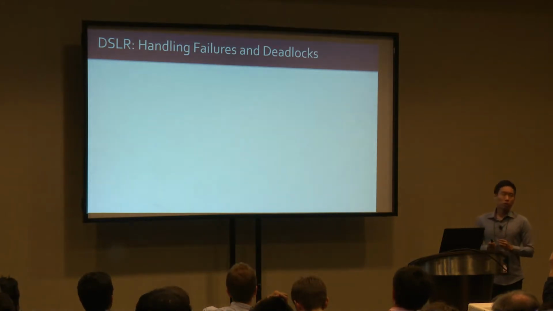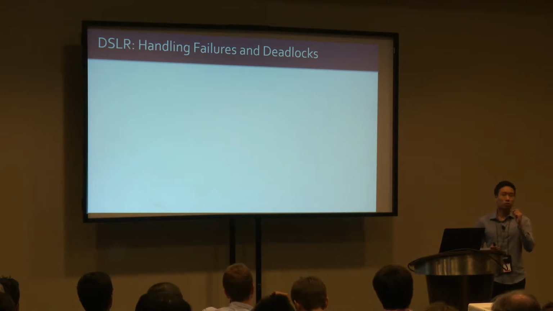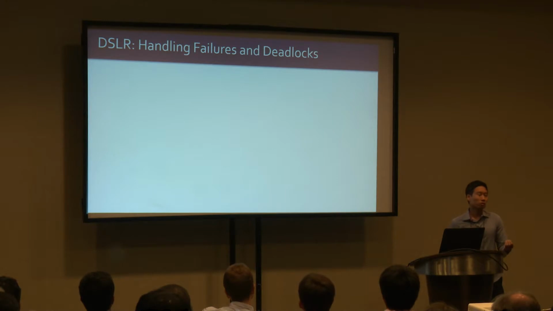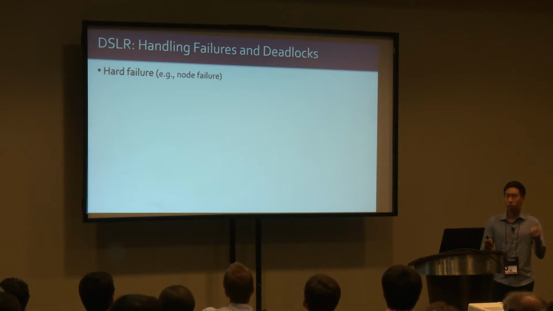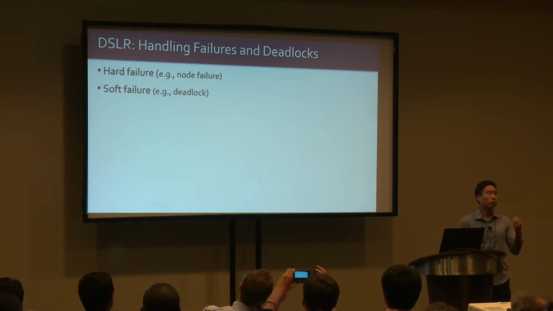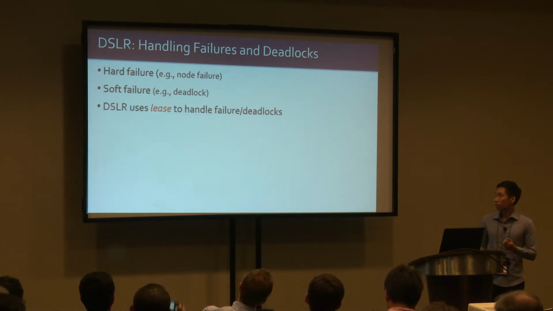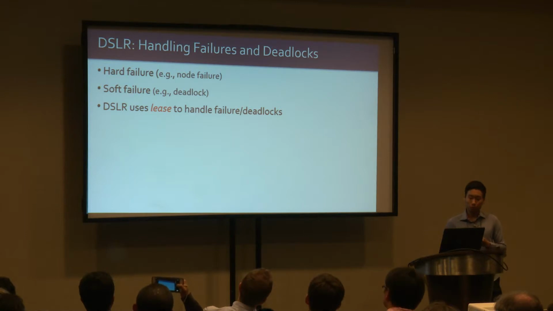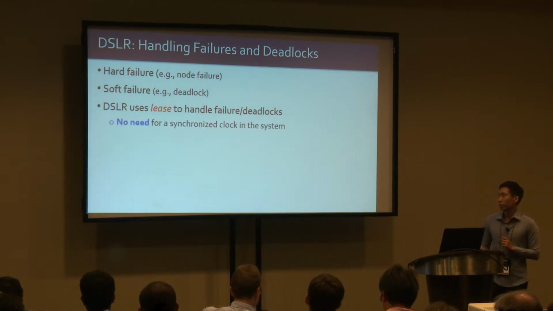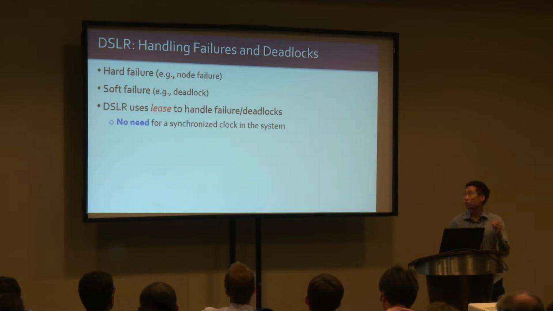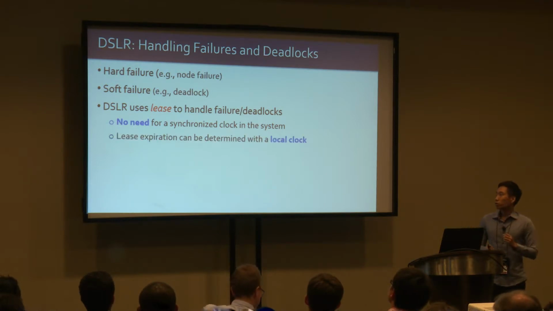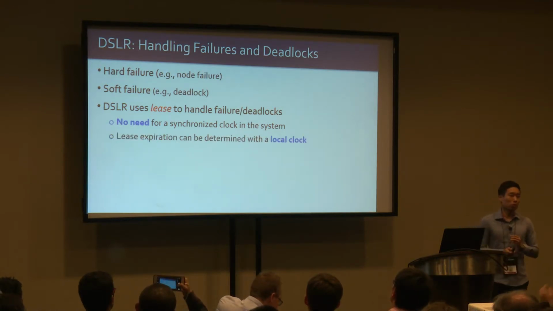These previous examples assume that everyone follows this protocol correctly. But the natural question here is what happens when one of the transactions fails to release a lock. There can be hard failures like node failures, or soft failures like deadlocks. To handle these kinds of failures, DSLR uses leases. One thing to note here is that there is no need for a synchronized clock in the system because lease expiration can be determined with the local clock.